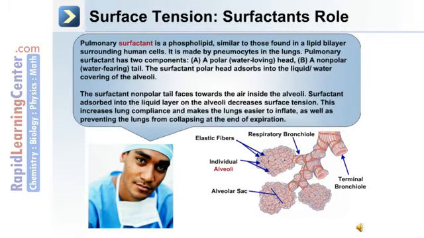The role of surfactant in surface tension. Pulmonary surfactant is a phospholipid similar to those found in a lipid bilayer surrounding cells. It's made by pneumocytes in the lungs, and it has two components: a polar, water-loving head and a nonpolar, water-fearing tail. The surfactant polar head absorbs into the liquid water covering of the alveoli, and the nonpolar tail faces towards the air inside the alveoli.